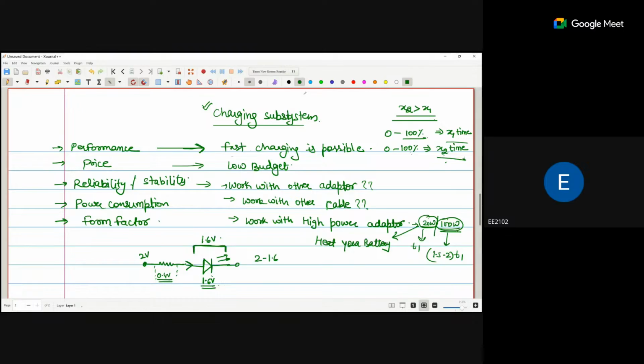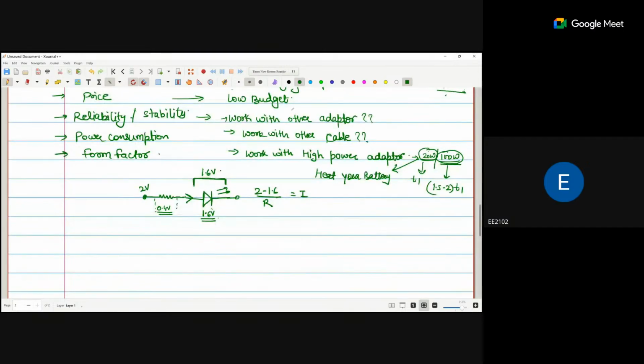2 minus 1.6 divided by some resistor R, that is the value of current. The similar question, second question, I think you attempted in the quiz: current I equals 2 minus 1.6 divided by R. This is the current.